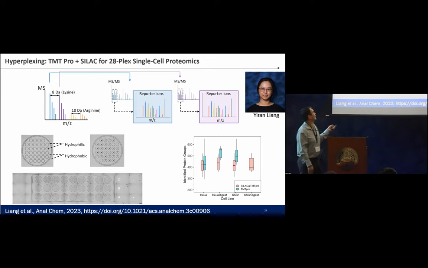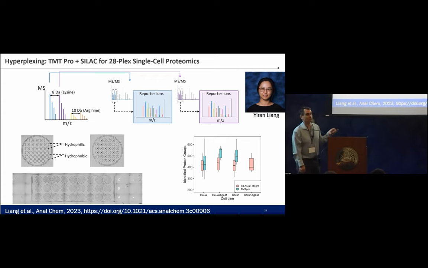And so we can have our heavy or light cells grown on different media, and then TMT. Apply a TMT plex to both of those. And so each of those can give us MS2s.